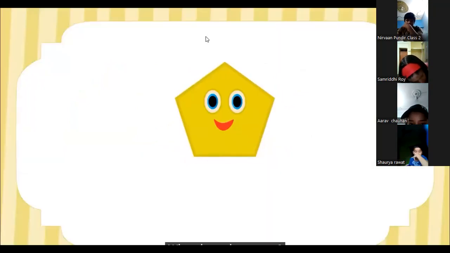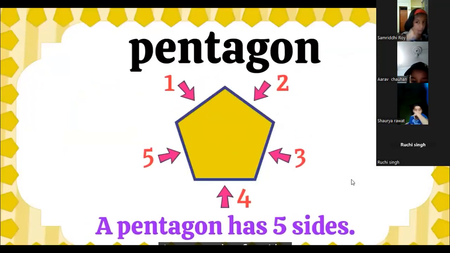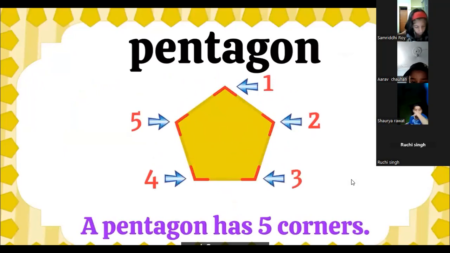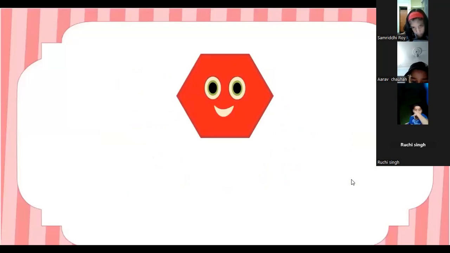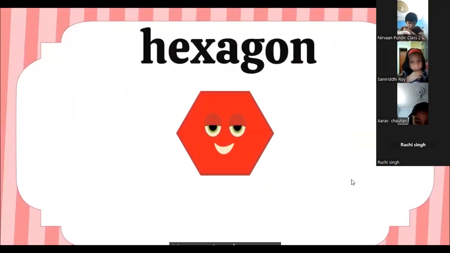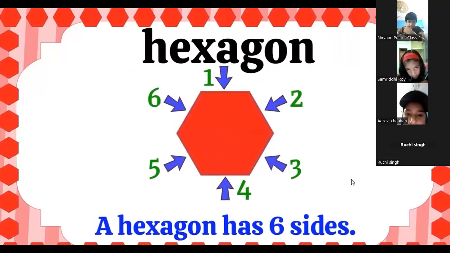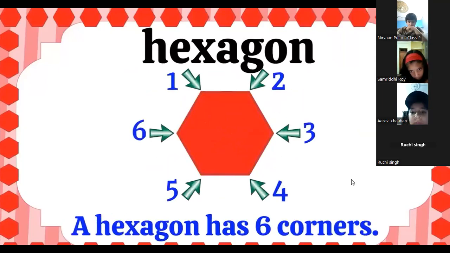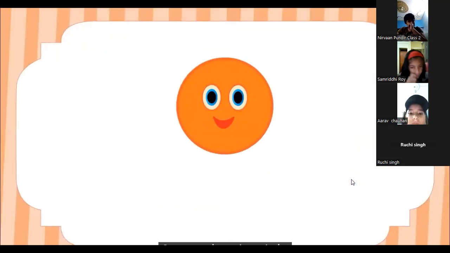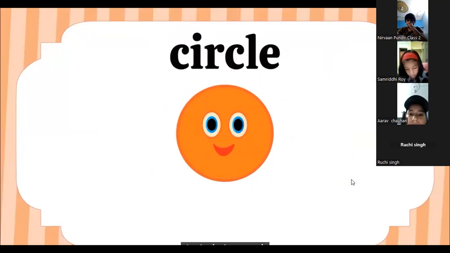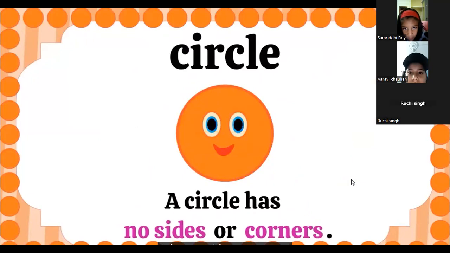What do we have next? A pentagon. A pentagon has 5 sides and 5 corners. Up next is a hexagon. A hexagon has 6 sides and 6 corners. Our next shape is a circle. A circle is round. It has no sides or corners.